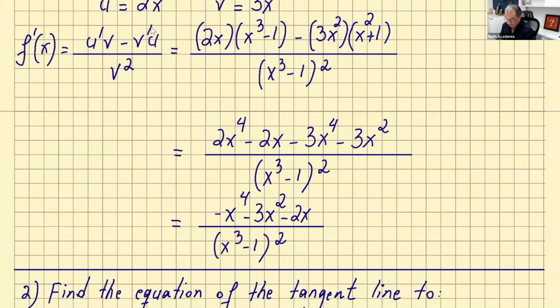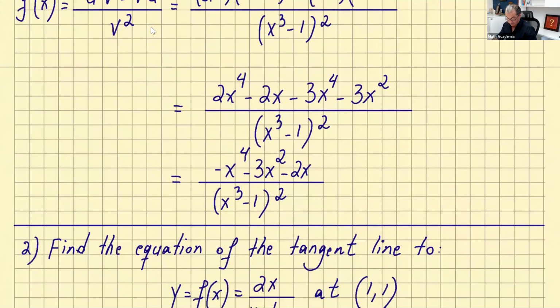Simplify, the numerator is 2x to the 4th minus 2x, minus 3x to the 4th there, sorry, that minus 3x squared over the denominator squared. Do not expand the denominator, you don't need to do that. And if you combine like terms, you get negative x to the 4th power minus 3x squared minus 2x over x cubed minus 1 squared. You can factor an x here, but no need to do that for this problem.